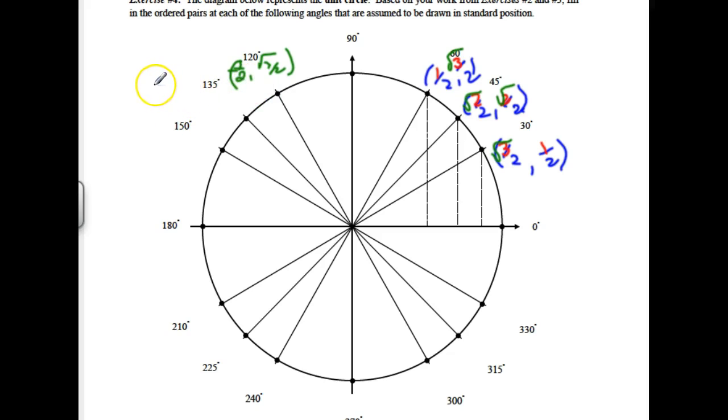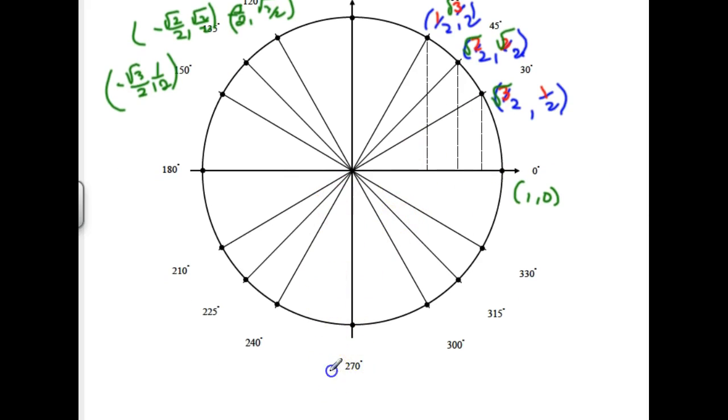For 135 it will be negative radical 2 over 2, radical 2 over 2. For this one, take a guess: radical 3 over 2 and positive 1/2. Now at 0, we know it's 1 comma 0 because that's my unit circle. I know that at 270, it is 0 comma negative 1, and on this side it's negative 1 comma 0.